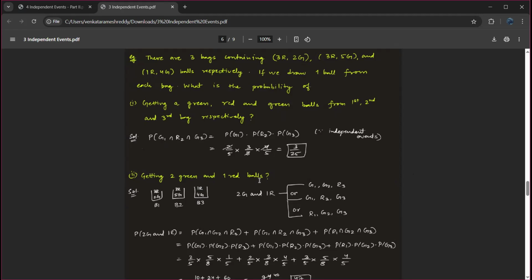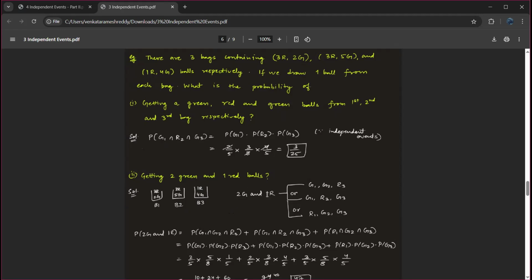Here the order does not matter. They are asking for two green balls and one red ball. It means we have possibilities like this. We have bags B1, B2, B3. In B1 we have three red balls and two green balls. In B2 we have three red balls and five green balls. And in B3 we have one red ball and four green balls. So these are the total bags available for us.